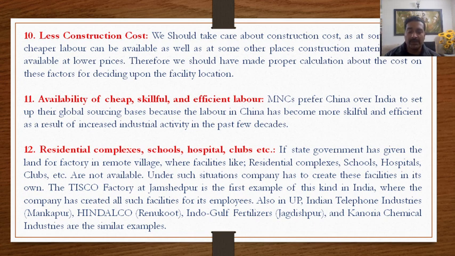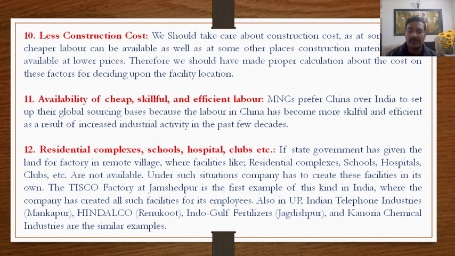What kind of labor do you need for your business? That should be available at a cheap price, and that also should be skillful and efficient. And the 12th factor can be considered as residential complexes, schools, hospitals, clubs. It means the proximity of market and proximity of basic facilities like schools, hospitals, clubs should be there.